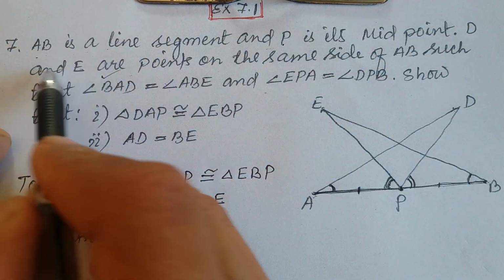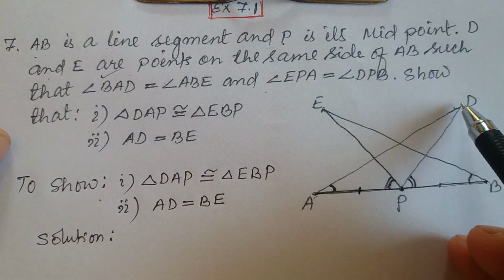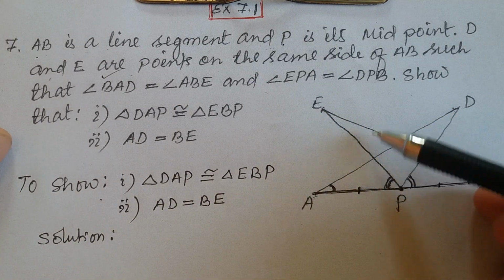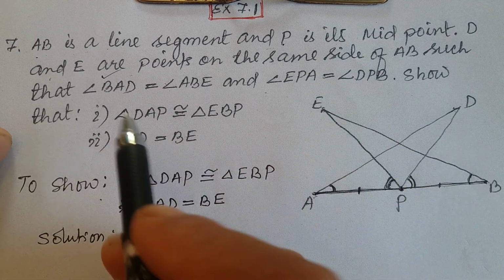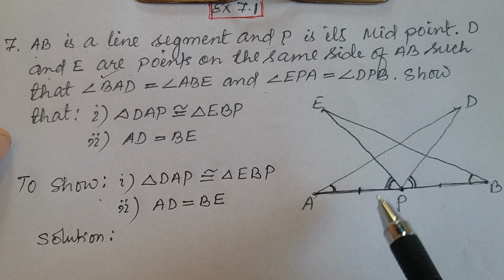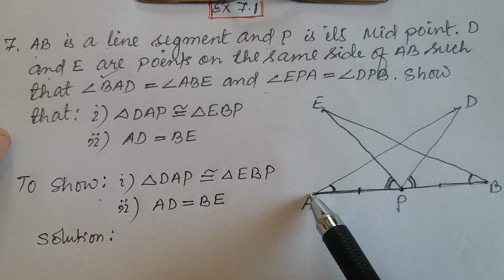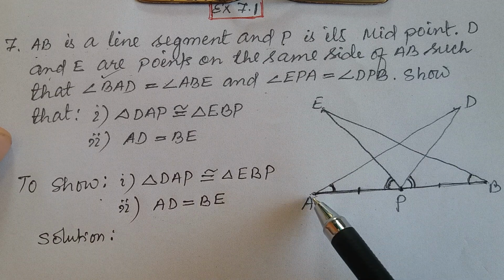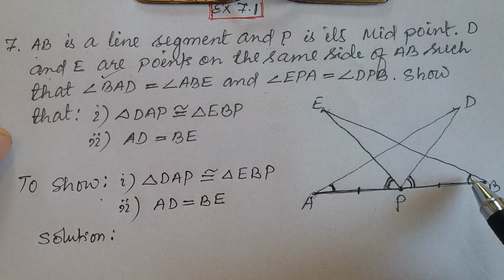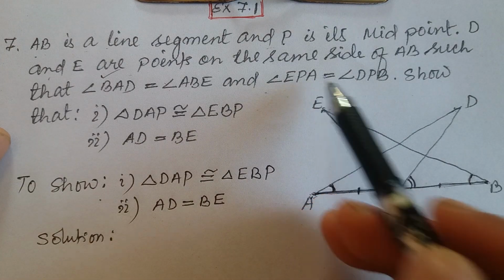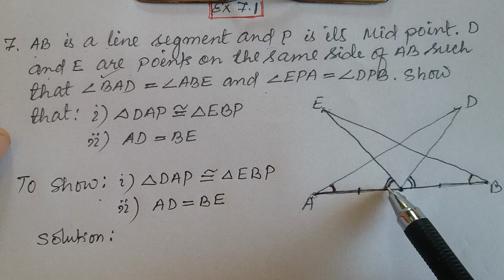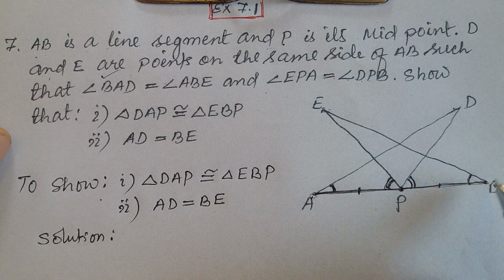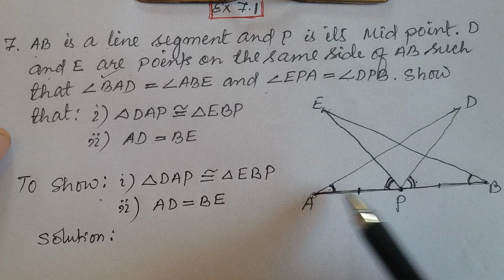D and E are points on the same side of AB, which means that D and E are points that lie above this line AB, such that angle BAD is equal to angle ABE, and angle EPA is equal to angle DPB. So this and this are equal, this and this are equal.